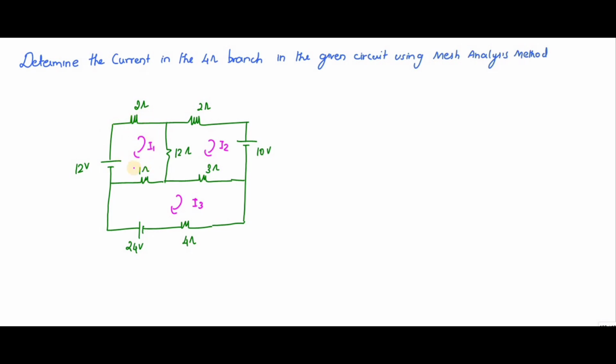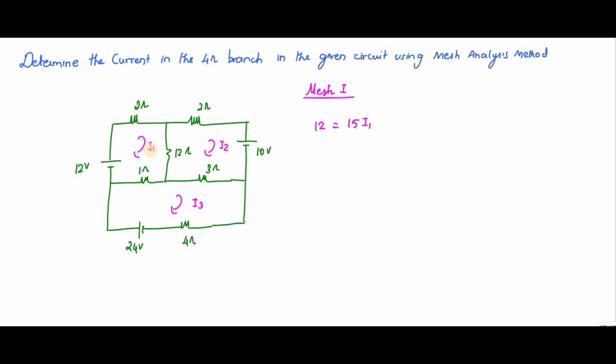Let me start from mesh one. For this mesh, we have to start from this 12 volt. The current is flowing in this direction and it will end in the minus value, right? It starts from 12 and ends in the minus value. So it has to be 12, and since the I1 current is flowing through these resistances, the total value is 2 plus 4, 12 plus 1, that is 15 I1.